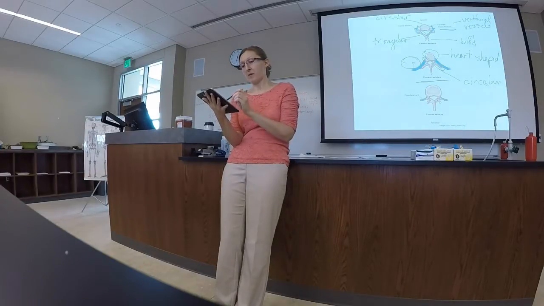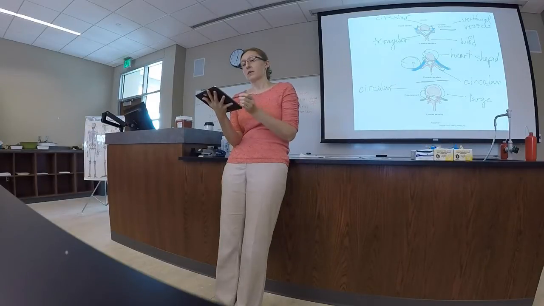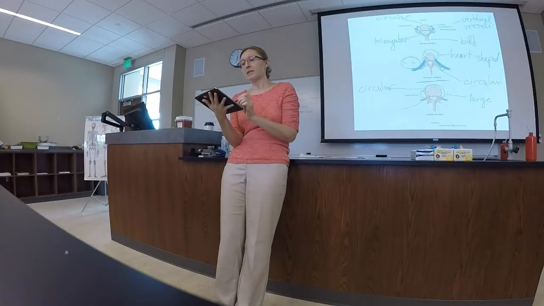And then finally, lumbar vertebrae, they are identified by their size, so they're large compared to the other vertebrae. They have no articulating surfaces for ribs. The vertebral body is circular. And they predominantly have long, thin transverse processes.